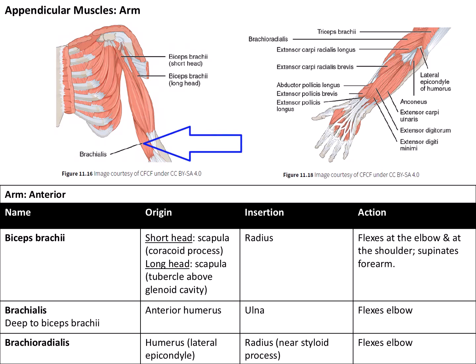The brachialis muscle is on the anterior surface of the humerus and deep to the biceps brachii. It originates directly from the periosteum of the bone and inserts on the ulna. When this muscle contracts, it flexes the forearm. Brachioradialis is a larger lateral forearm muscle. Brachio because it originates in the brachial region, specifically the lateral epicondyle of the humerus, and radialis because it inserts on the radius near the styloid process. When this muscle contracts, it will flex the forearm.